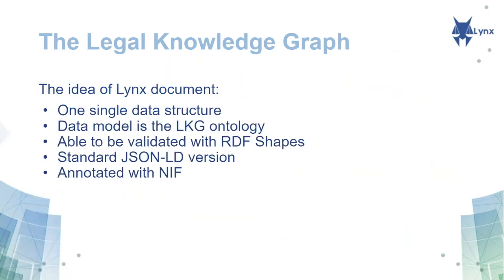So we came up with the idea of a Lynx document, a data structure for the most important entity in the Lynx legal knowledge graph. The Lynx document is one single data structure across jurisdictions, across domains, and covering different types of documents. The data model is well formalized with the LKG ontology, which is open. A computer ontology is an explicit specification of a conceptualization. It's the best way of providing the data model for the semantic web.